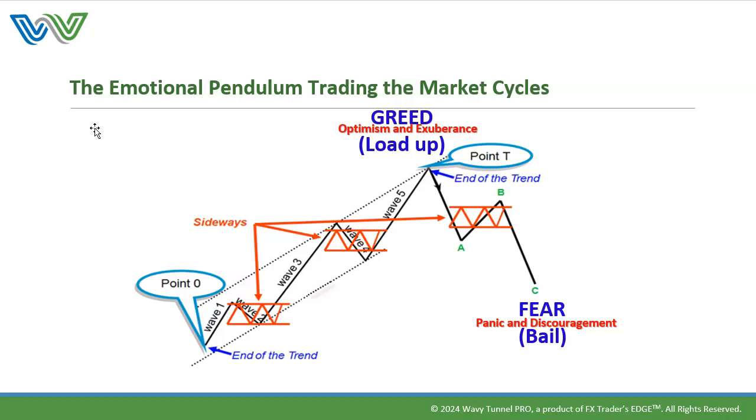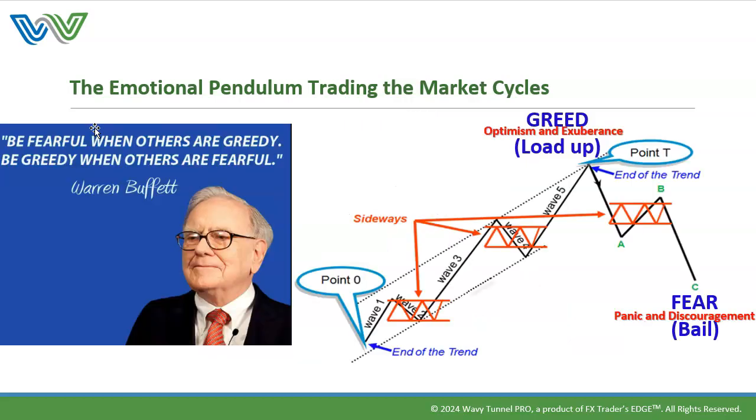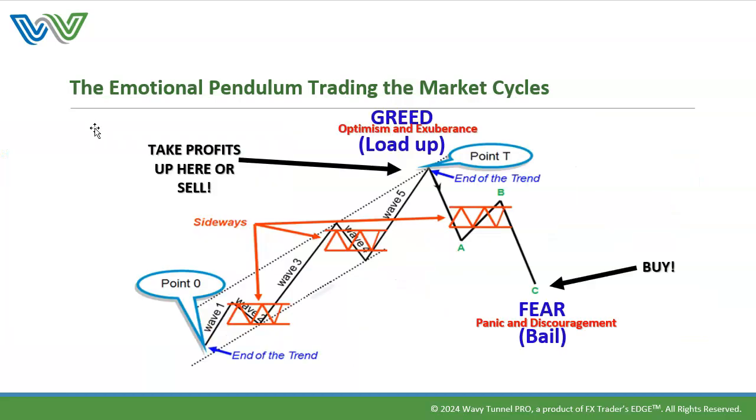And then the market starts to turn. We label this an A, and then a retracement B, and the final move down for C, where again market participants get fearful and panicked and discouraged and bail. Warren Buffett says, be fearful when others are greedy and be greedy when others are fearful. So we need to train our brain to be greedy up there at point T and be fearful at point C. And this is the market map that we are going to be focusing on today. Again, we need to take profits up at point T, and we want to be buying down at point C.